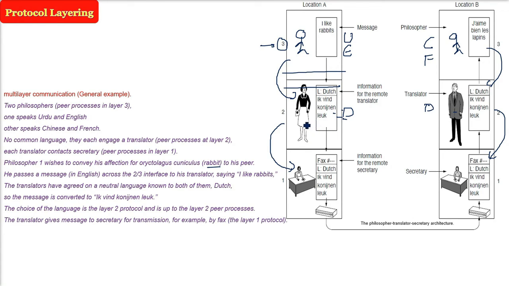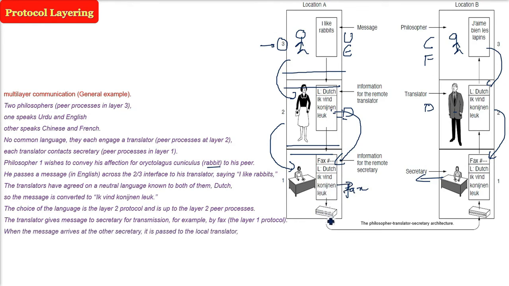Now because they have converted it to Dutch, the translator is giving it to the secretary. The secretary is sending it. Now these level 1 secretaries from both sides have agreed that they will be sending it using fax. They could have decided to send it by, say, email or phone. So when the message arrives at the other secretary, because there is a proper bit transmission level, the secretary on the philosopher 2 side gets the message, and now it will be changed.